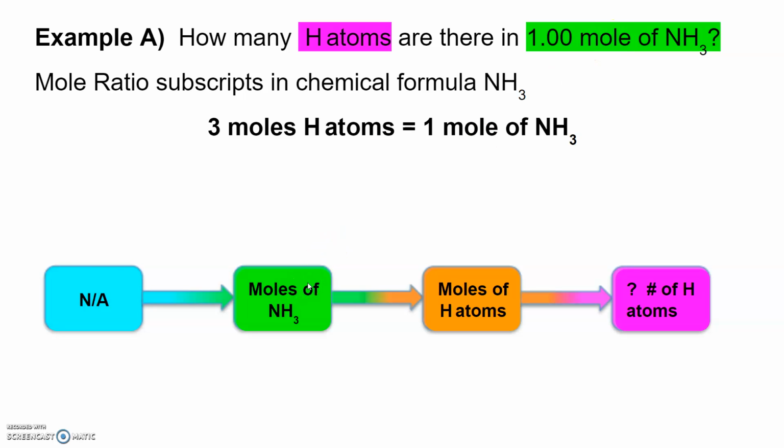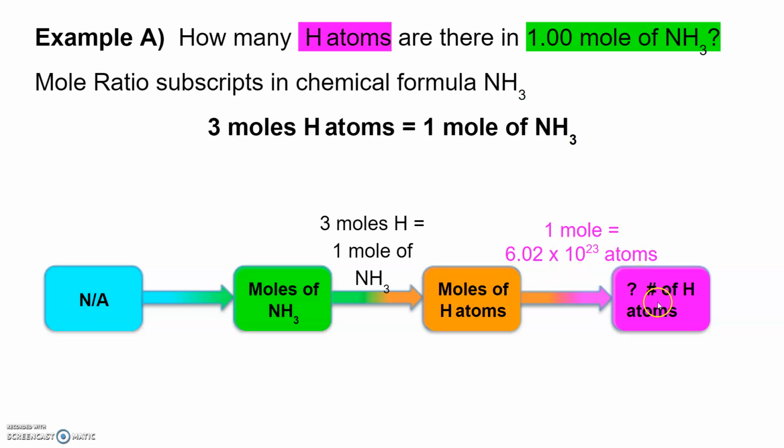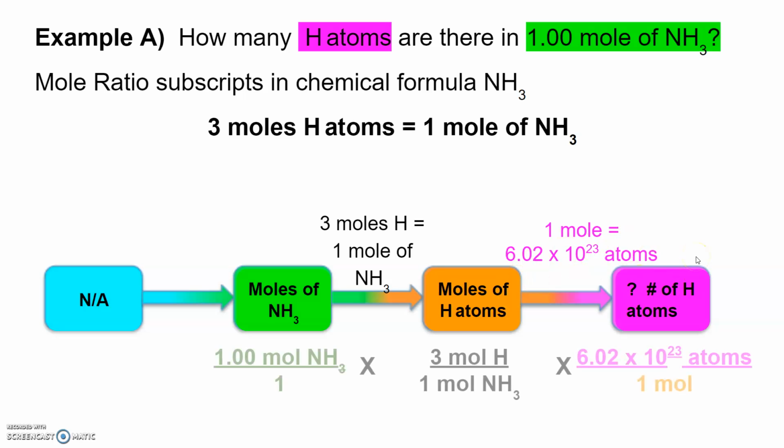The next step is to convert from our moles of given NH3 to our moles of find, hydrogen atoms, using the mole ratio that comes from our subscripts. So 3 moles of hydrogen to 1 mole of NH3. Once we have our moles of hydrogen atoms, the last step is to convert from moles of hydrogen atoms to the number of hydrogen atoms, because that's what they're asking us here. If we go to our mole map, we would see that we would use 6.02 times 10 to the 23 to convert from moles to number of things. So what does that work look like? This is what it looks like.